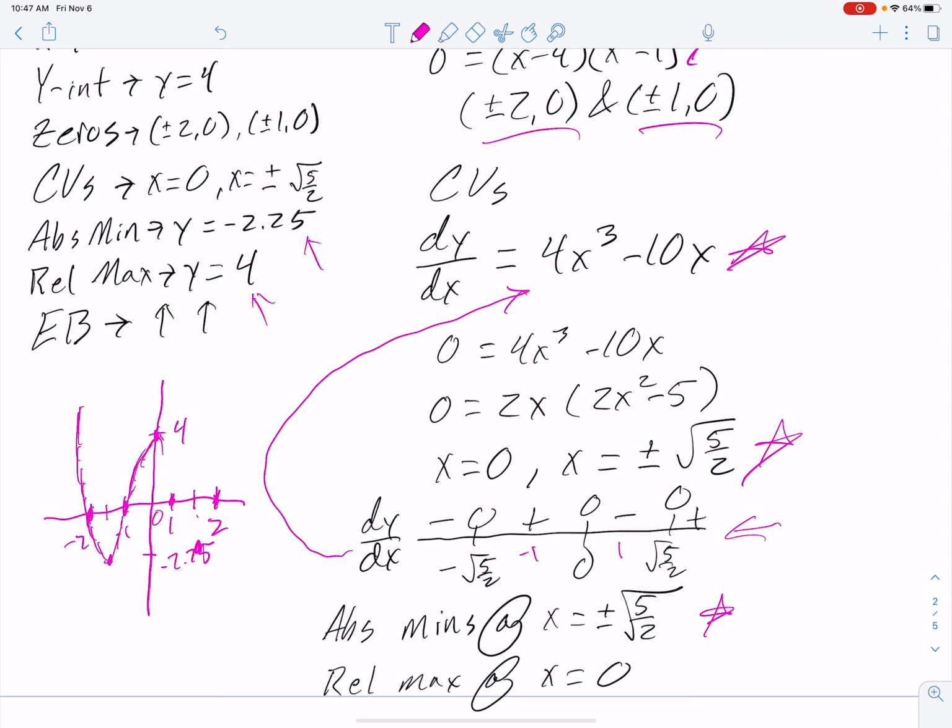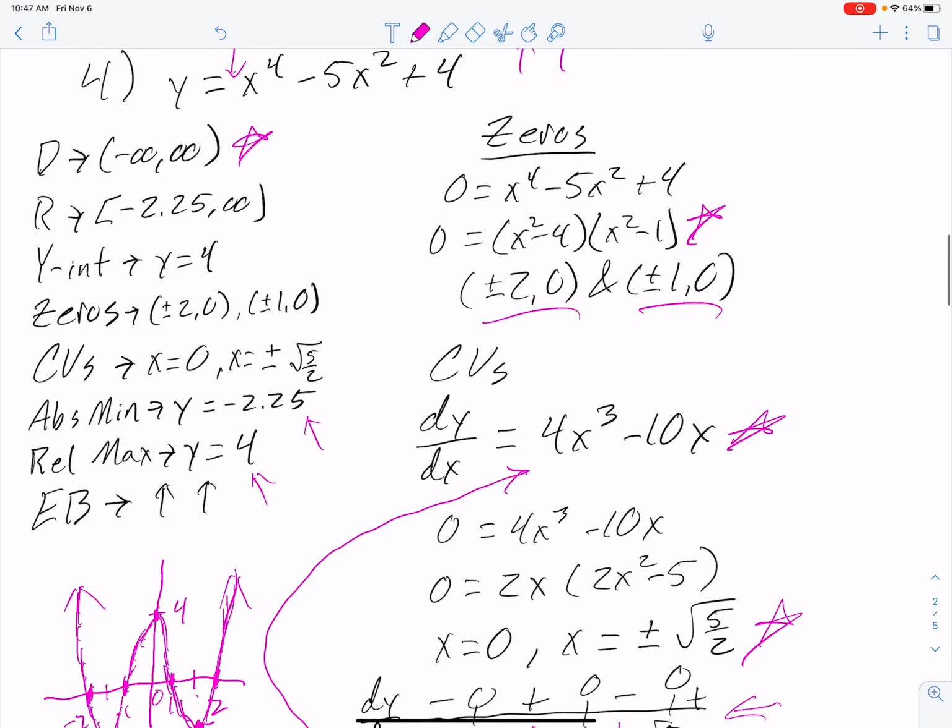And again, I'm not looking for a perfect graph. That's what a calculator or a computer is for. I'm looking for a good idea of what it would look like. Because nothing goes lower than negative 2.25, I know that negative 2.25 is going to be the beginning of my range, and it will go on to infinity.